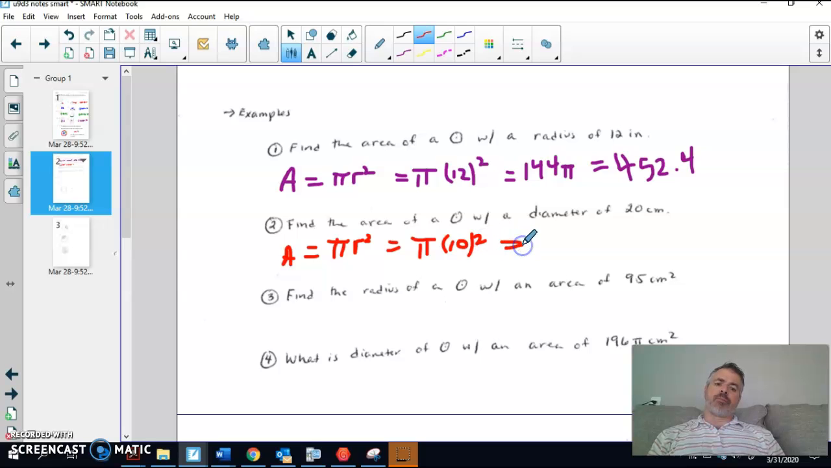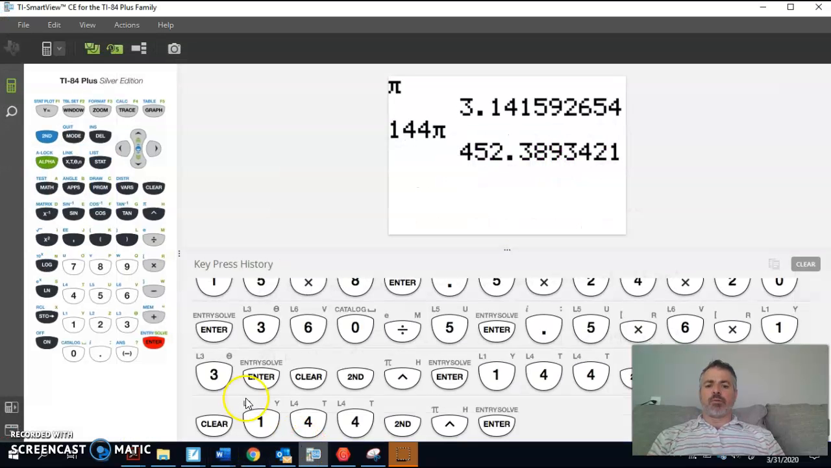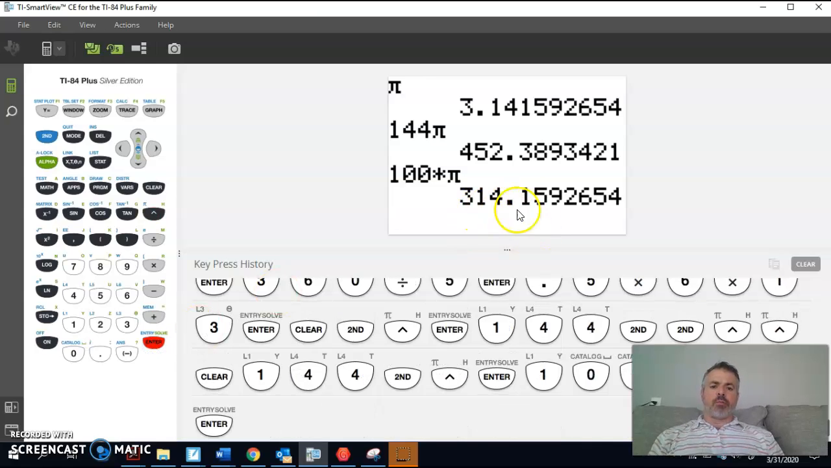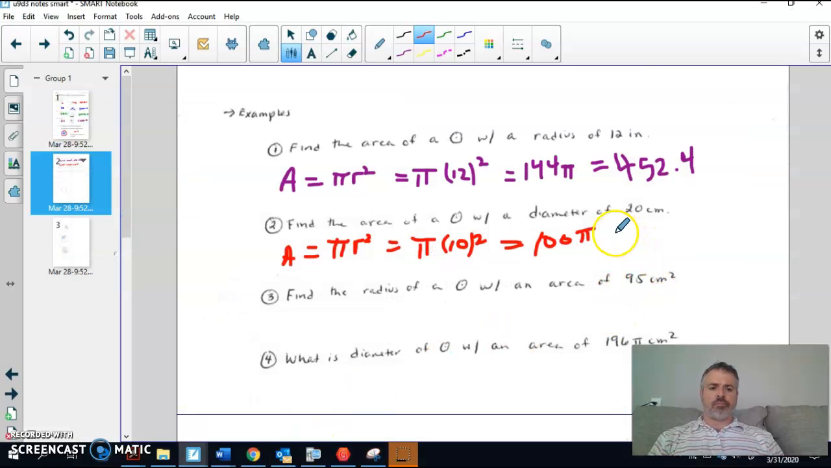And so when I do that, I end up with 100 pi. Then if I wanted to round that, I would do 100 times pi. Just like that, and I end up with 314.2. Again, that's in square units.